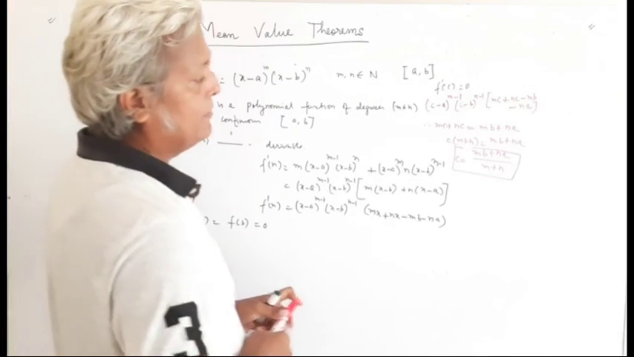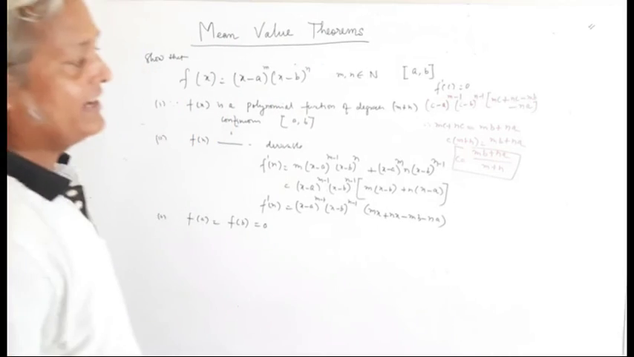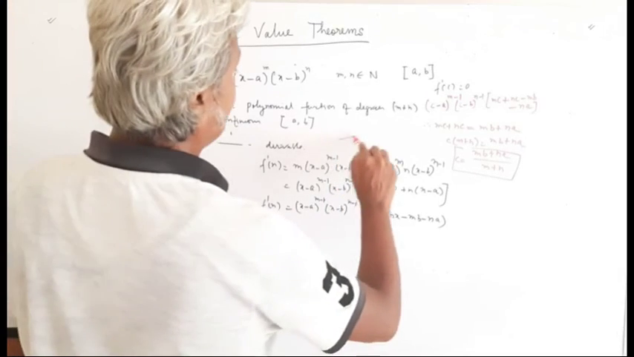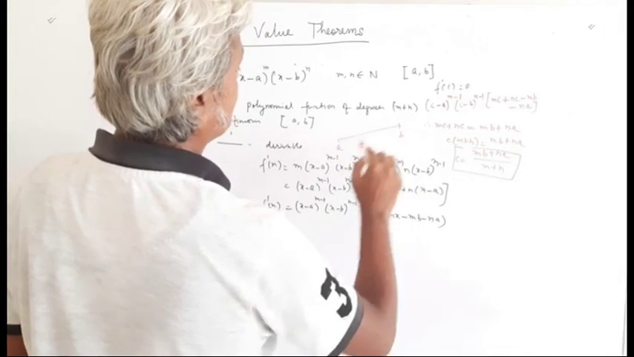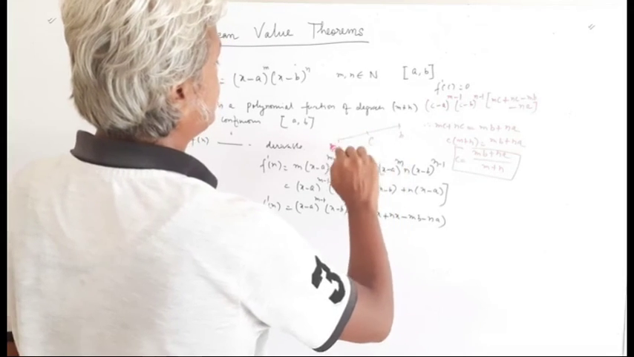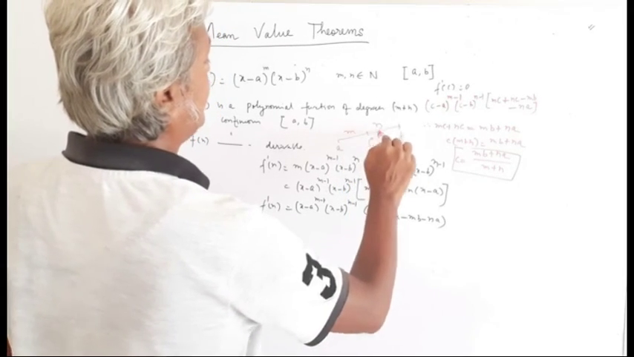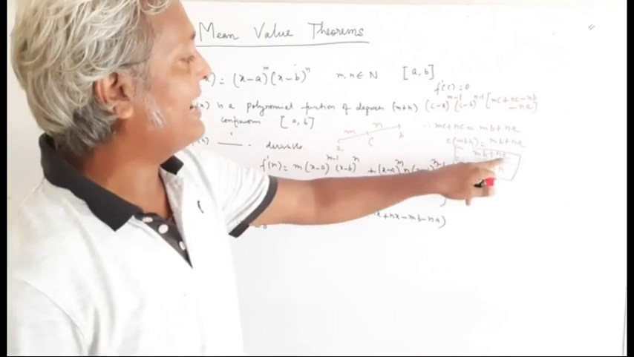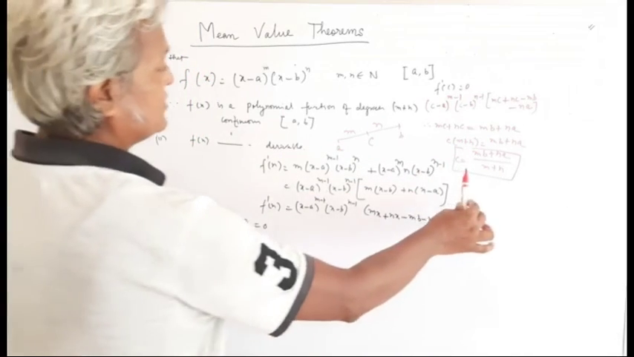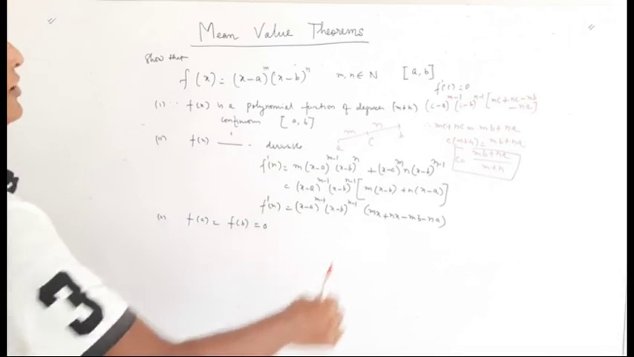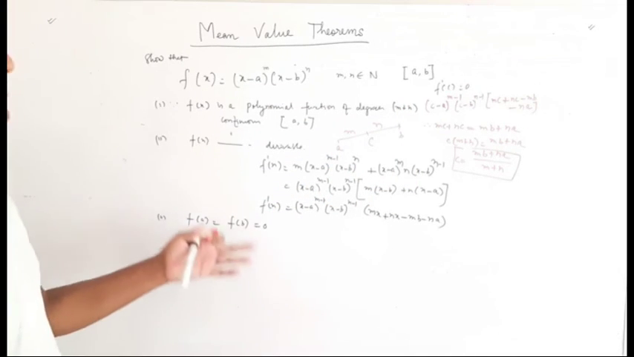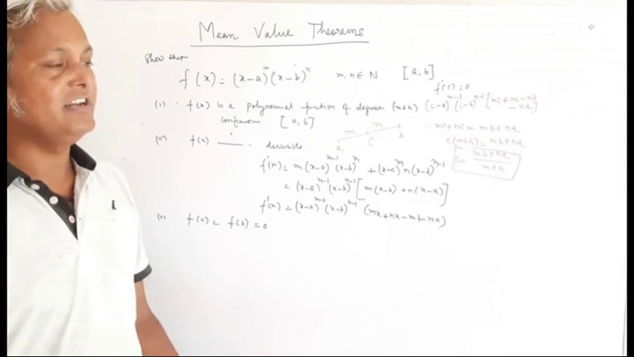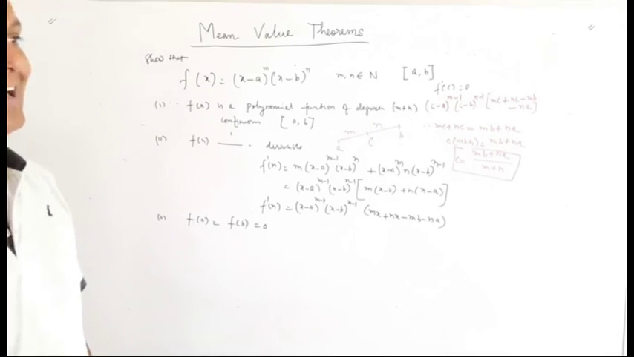Now those who remember the internal section formula for a point will see that if a is a coordinate here and b is a coordinate here, and c is a point which divides a and b internally in the ratio m is to n, then c's coordinate can be found as (mb plus na) over (m plus n). So this satisfies that c lies in the interval (a, b), and hence Rolle's theorem is verified. Thank you very much, and in the next video I will talk about Lagrange's mean value theorem.